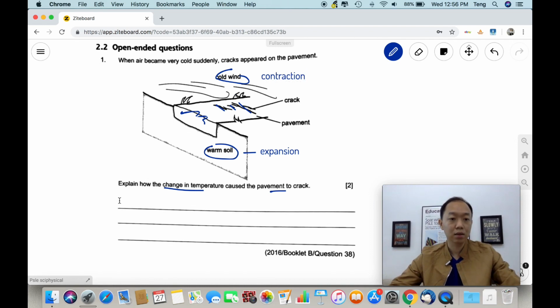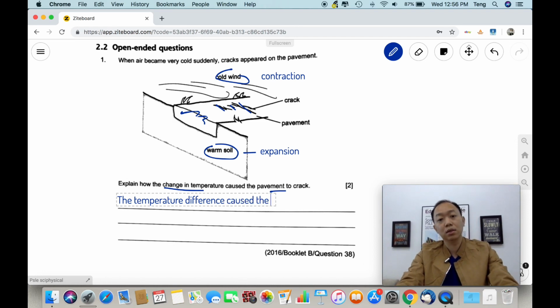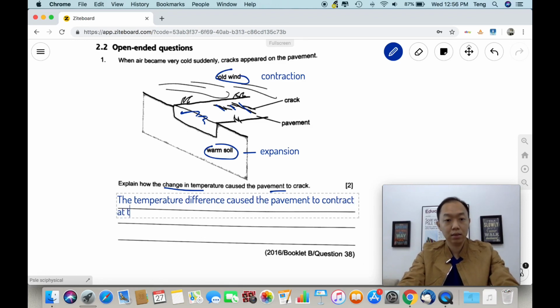So we go along this line that the temperature difference caused the pavement to contract at the top and expand at the bottom.